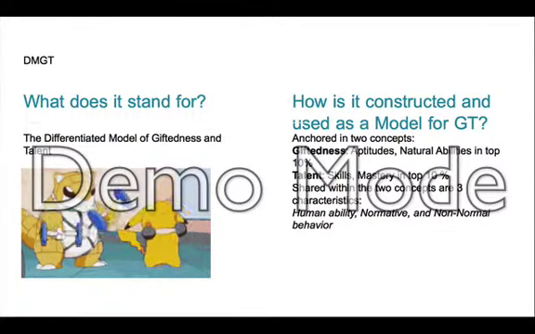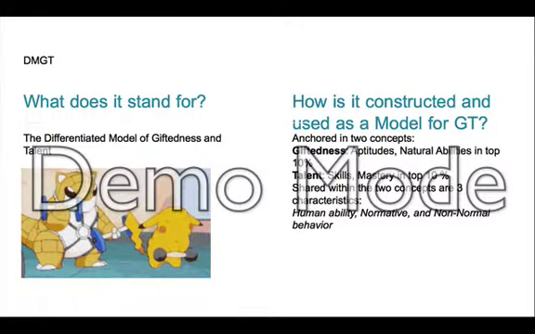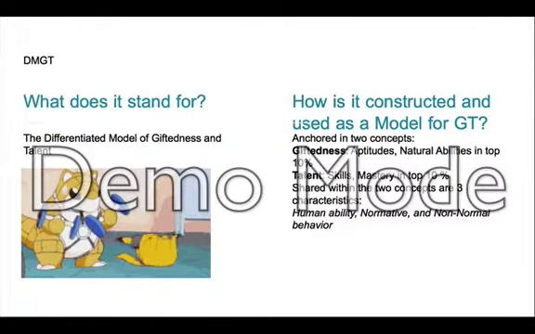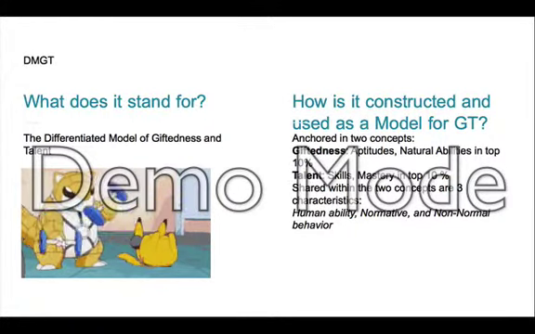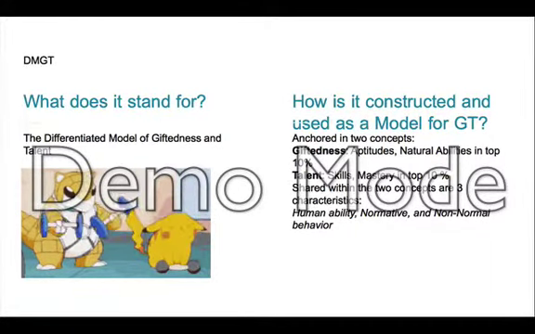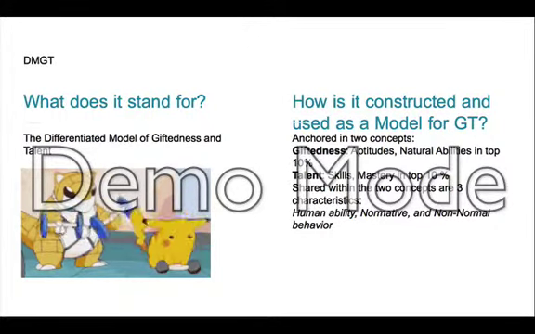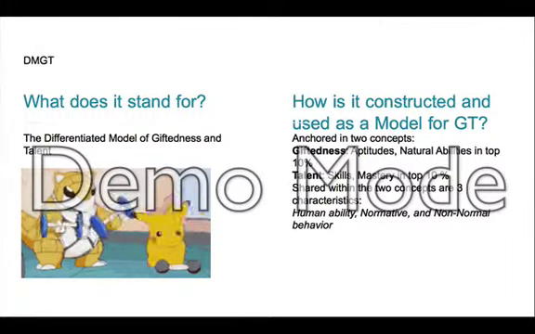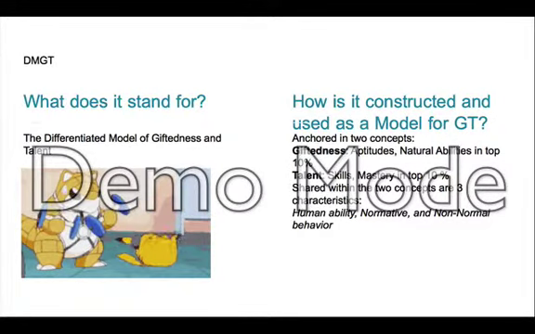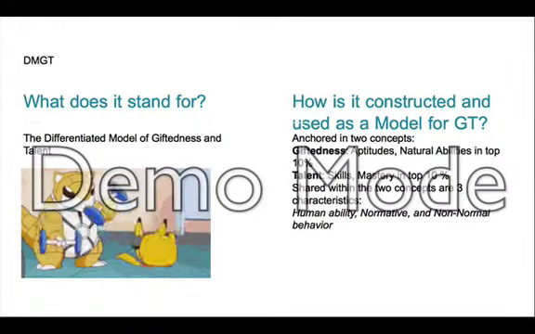He constructs the model for GT into two concepts, one being giftedness and the other being talent. Giftedness means aptitudes or natural abilities in the top 10%, and talent is skills and masteries of skills in the top 10%. Underneath this, he shares that the two concepts share three characteristics, which are human ability, normative, and non-normal behavior. All of these three characteristics help us identify who the gifted and who the talented are.